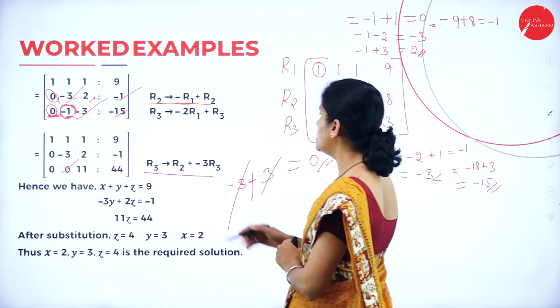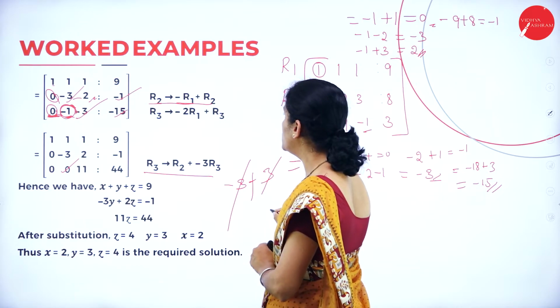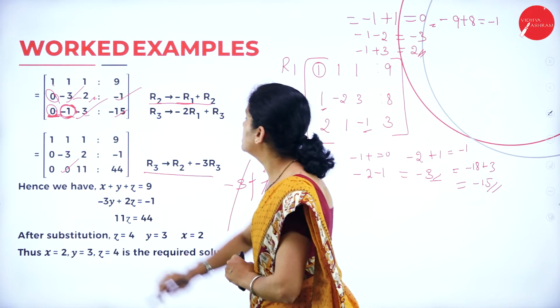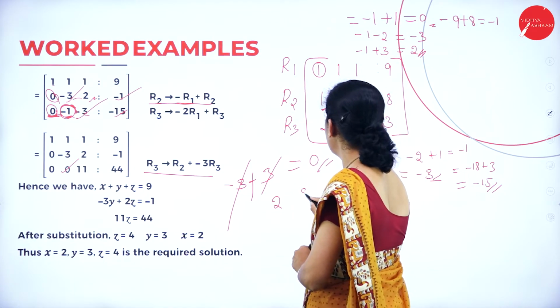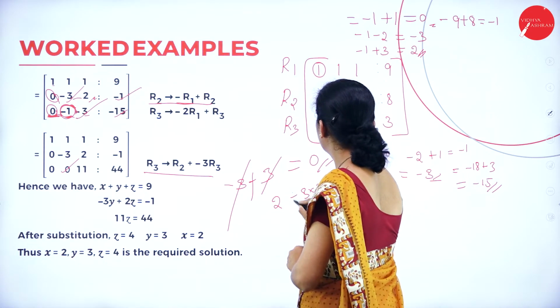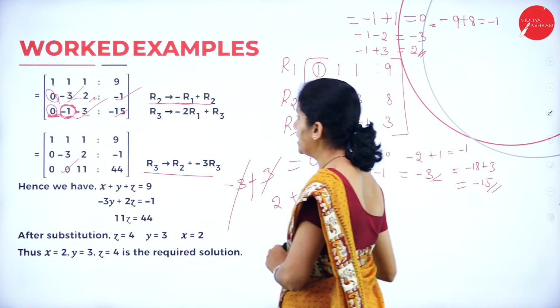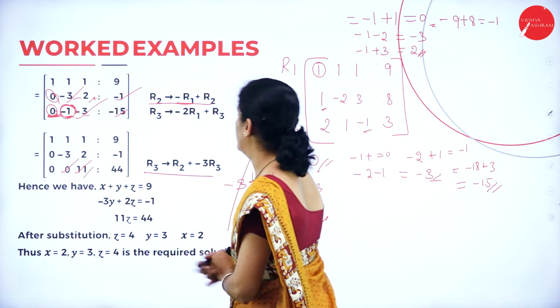Now, see here, what is R2? R2 is 2. Then what is R3? That is 3 into 3. So 2 plus 9, it is 11. I got the answer 11.